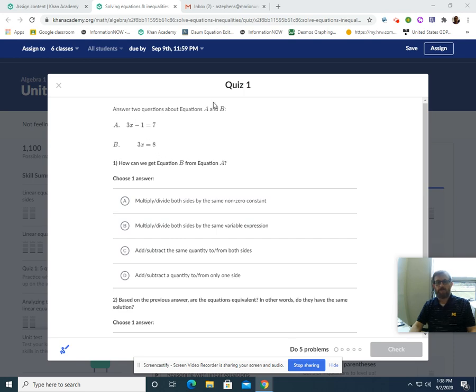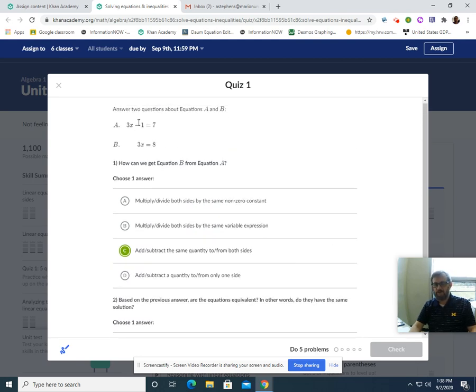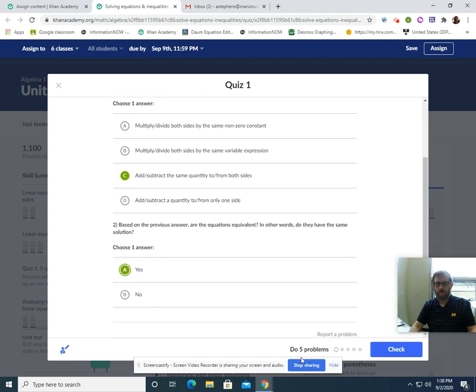All right, it says answer two questions about equations A and B, and then they've got us these two equations. How can we get equation B from equation A? Well, to get from equation A to equation B, we need to add 1 to both sides. So you add a 1 on this side, add a 1 on this side. So add or subtract a quantity to and from only one side? Nope. We want to add and subtract the same quantity from both sides. That's what we want. Based on the previous answers, are the equations equivalent? These two equations, since I added the same thing to both sides, they are the exact same equation.